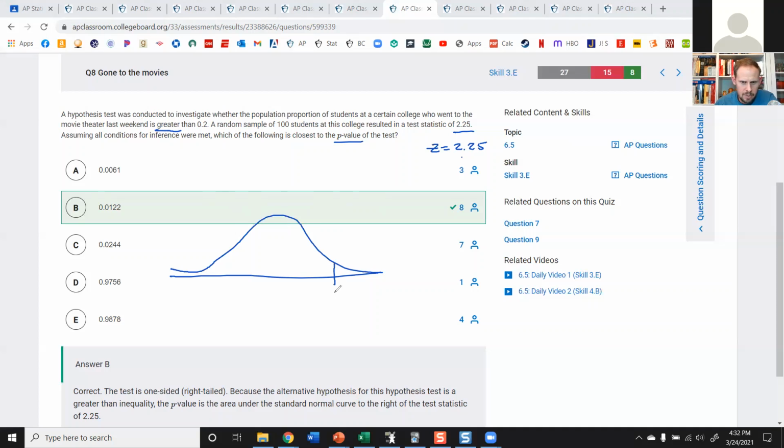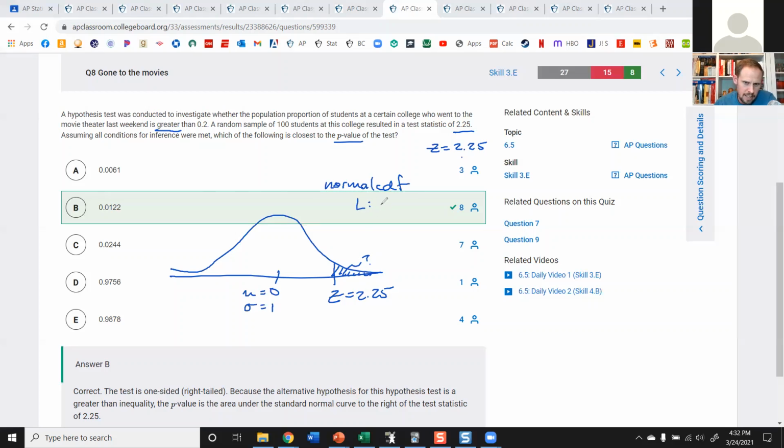All right, now it doesn't really matter. We're working with Z-scores, and this is 2.25. So if we're working with Z-scores, that means 0 is our mean, and our standard deviation is 1. And really, it's asking what's going to be this area up here. All right, so we can just use normal CDF.